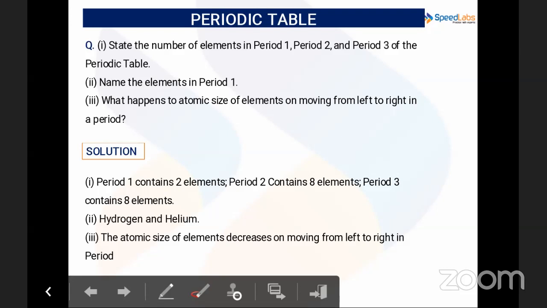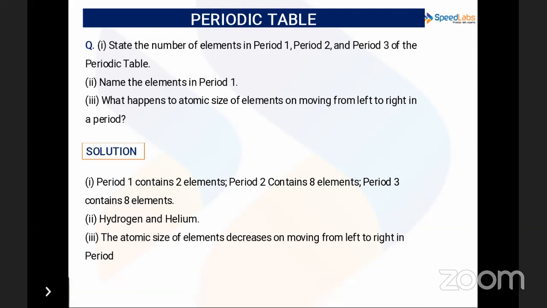Okay, so in this, questions can come like: state the elements in particular periods, name the elements, give their symbols. If we talk about the elements in period 1, there are 2 elements, hydrogen and helium. Hydrogen has the symbol H, helium has the symbol He. Similarly, if we talk about period 2, lithium, the symbol is Li, boron B, like that.